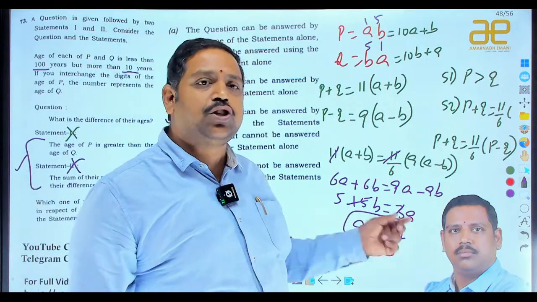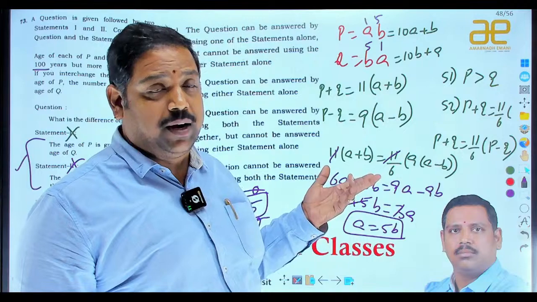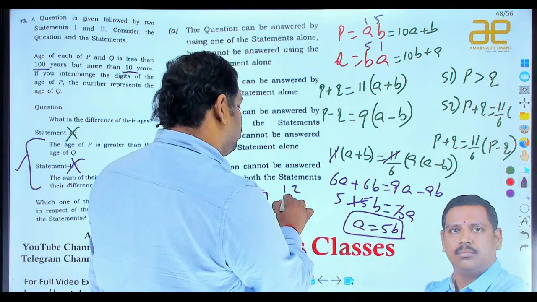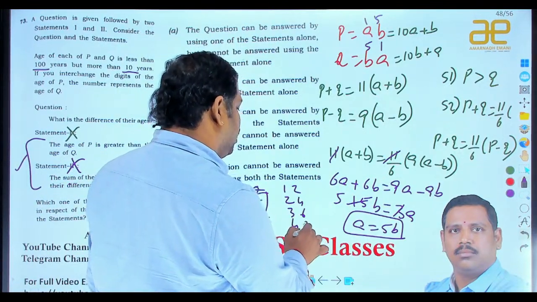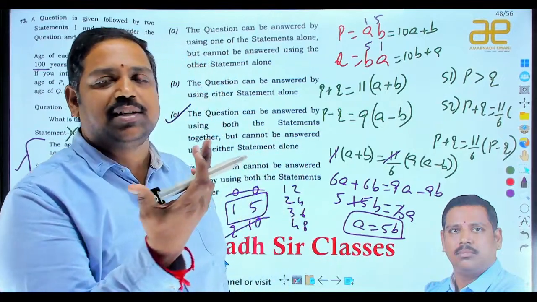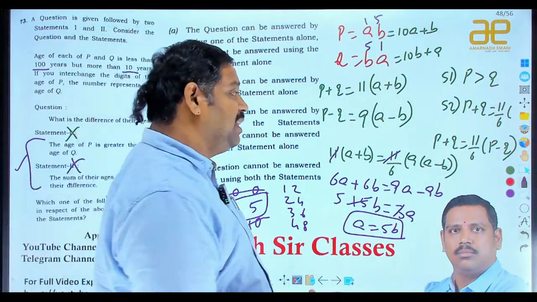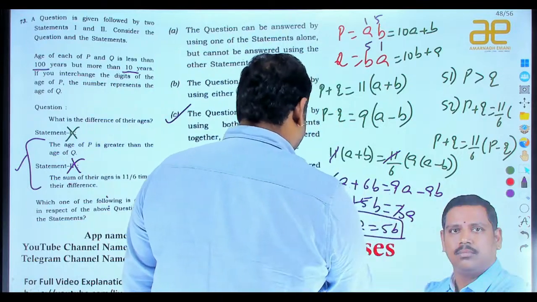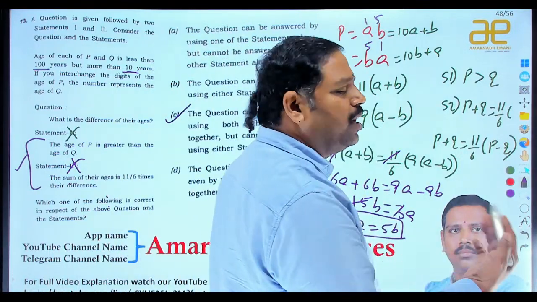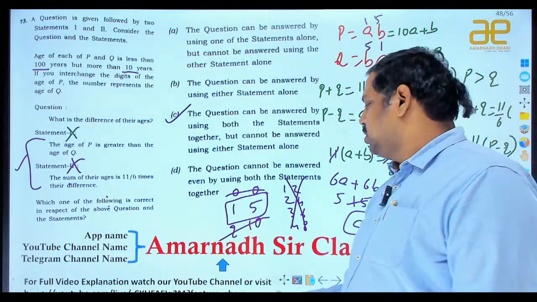Suppose it is not 5 times. If it is, suppose, 2 times, then the answer is not determined, because 2 times means 1, 2; 2, 4; 3, 6; 4, 8. Four possibilities are there, and you are unable to decide the A and B values. That is the reason in that case it will happen. But this is not the case now, so that's why we can uniquely identify. So till the end we should not leave.